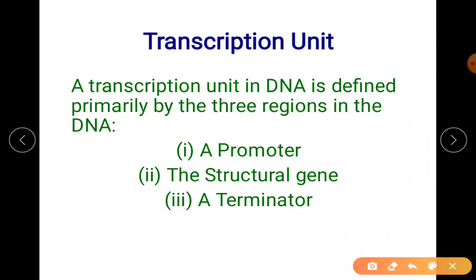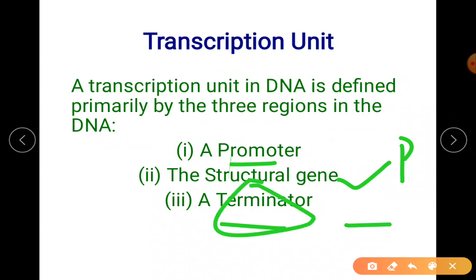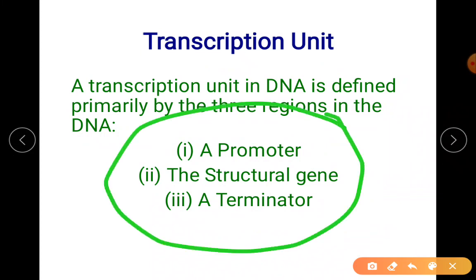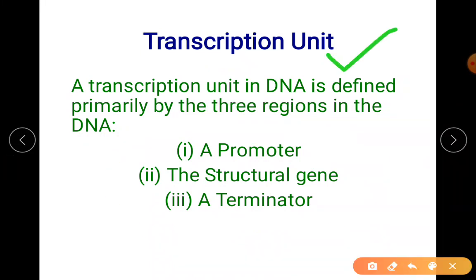The term itself gives you some idea. Promoter: it promotes the transcription, it gives a startup. Structural gene: the gene which is supposed to be expressed. It has the sequence coding for a protein. Then there is your terminator. Terminator means termination, an end. So this is what you have to remember: 3 regions are there, which make up your transcription unit. If it is asked for 2 marks, mention the 3 regions of the transcription unit. Please remember to mention these 3 points.